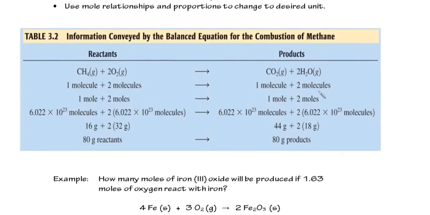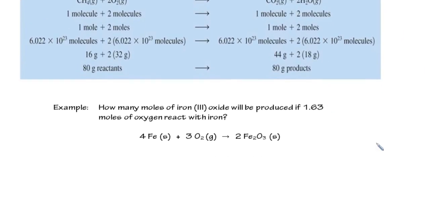Actually, I think there's one hiding down here. There it is. Iron oxide. We can form iron oxide from a simple reaction of iron and oxygen. Unfortunately, that happens in nature to your nice shiny cars. We want to know how many moles of iron oxide will be produced if 1.63 moles of oxygen react with iron.